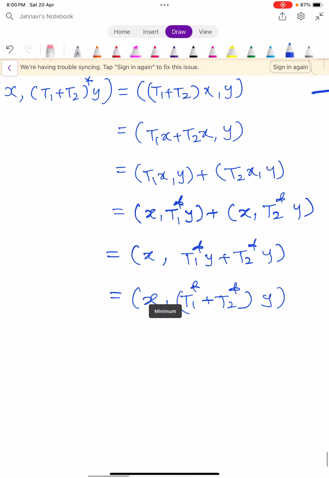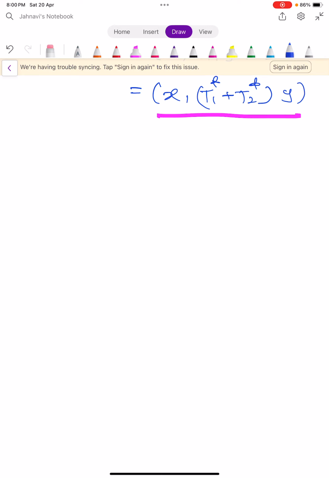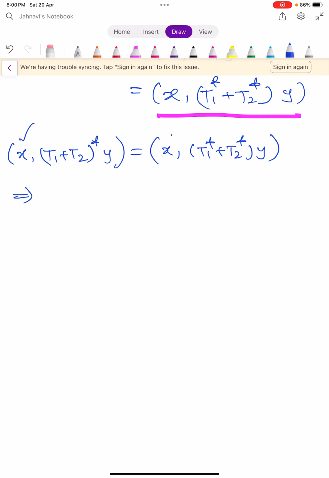So, you observe clearly, on the left side we have the inner product of x comma (T1 plus T2) whole star y, which is equal to the inner product of x comma (T1 star plus T2 star) into y. So we prove this: the inner product of x comma (T1 plus T2) whole star y is equal to the inner product of x comma (T1 star plus T2 star) into y. The first element is x, so you can remove it. (T1 plus T2) whole star y is equal to (T1 star plus T2 star) into y.